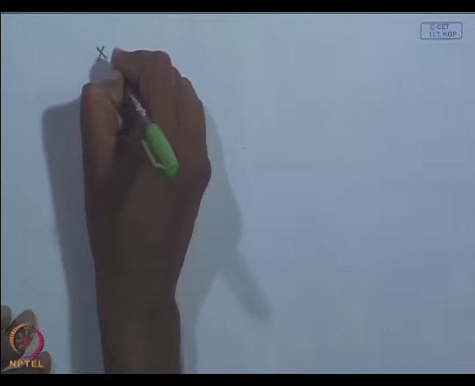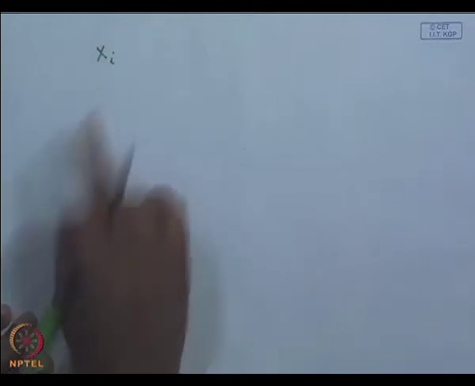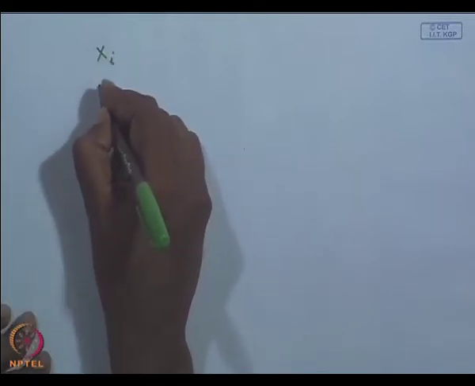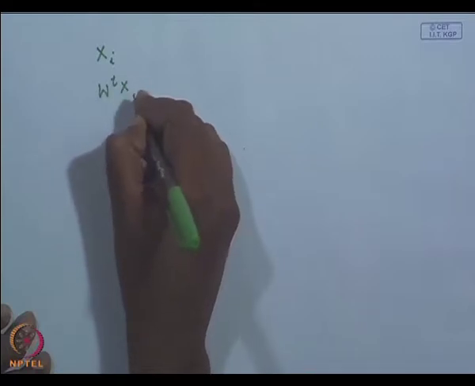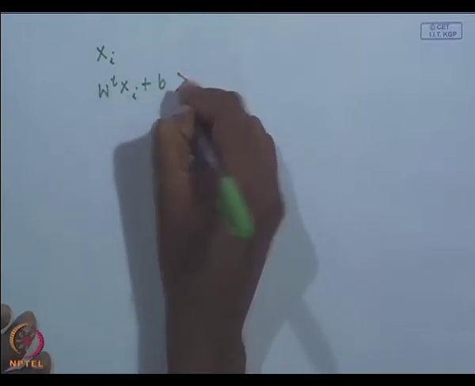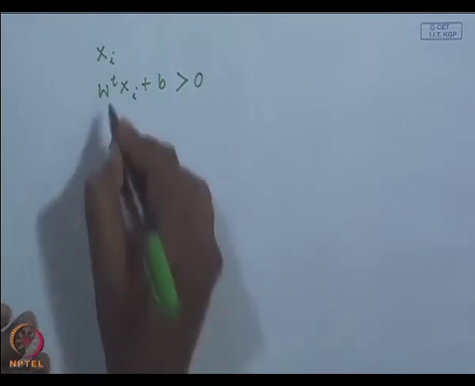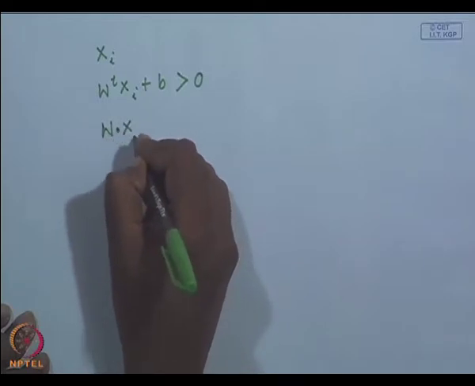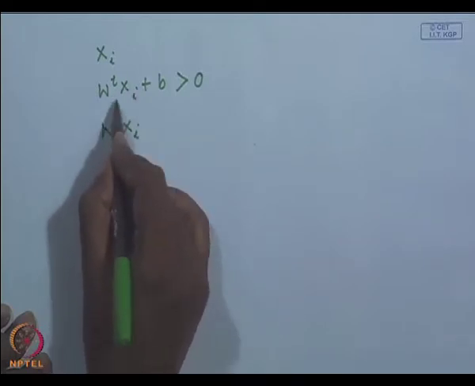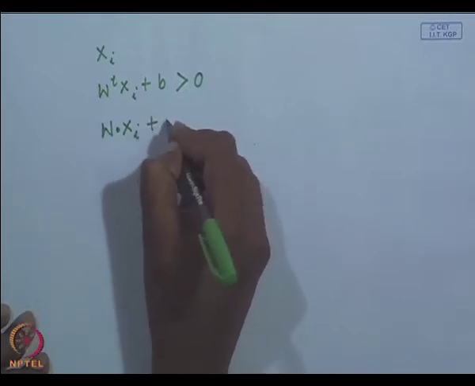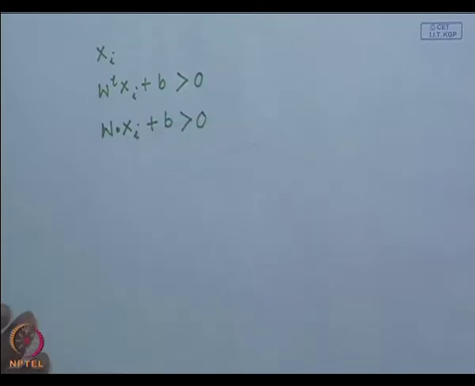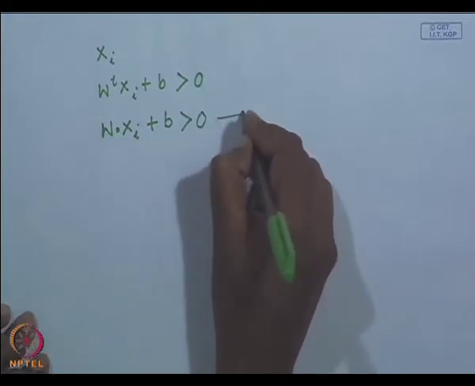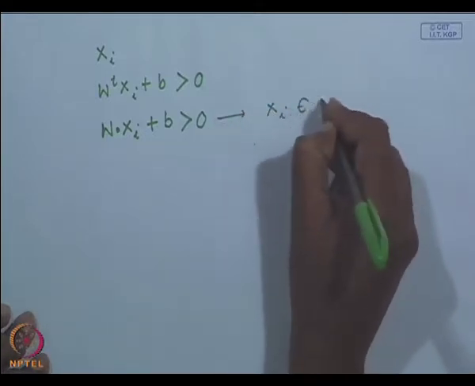So, what I have is, suppose I have a vector x_i, and if this vector x_i belongs to class C1, then I will have W transpose x_i plus b, it has to be greater than 0. This W transpose x_i can also be put in the form of a dot product W dot x_i, because this operation is the same as this operation, plus b, that has to be greater than 0, if this x_i belongs to class C1.